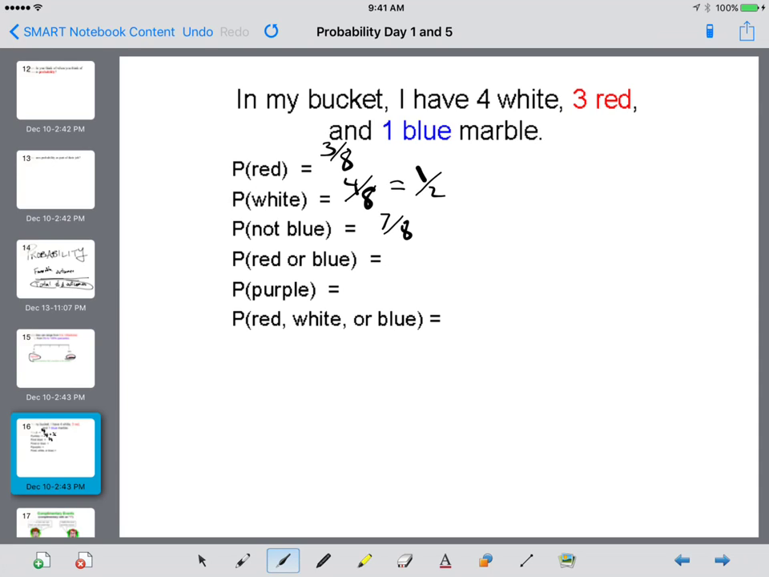Probability of pulling red or blue. Well, there are 3 red. There is 1 blue. So there's 4 red or blue marbles out of 8 total, which means you have a 50-50 chance, a 1 out of 2 chance of pulling a marble that is red or blue. Probability of pulling a purple one, 0. This is that special case. There are no purple marbles in the bag, so it is impossible to pull a purple one. And the probability of pulling a red, white, or blue one, that's all that exists. It would be 1. It's 100%. Certain to happen.